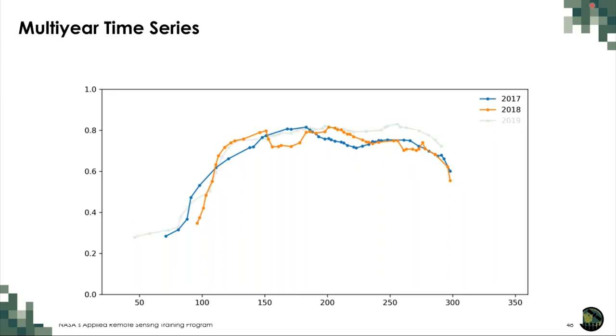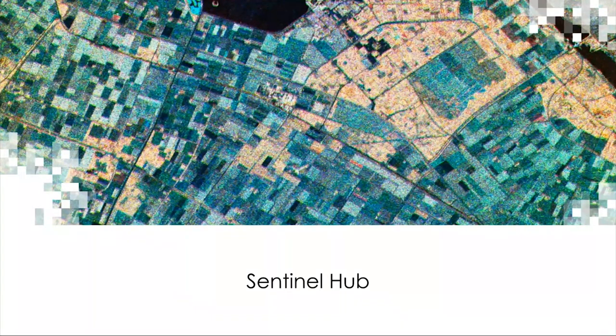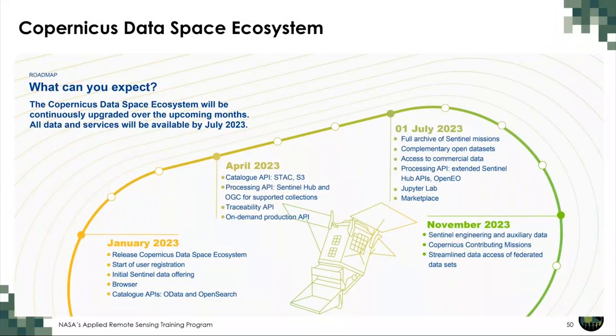in the crops. Okay, so we have now seen how to generate time series, and now we are moving a little bit to the practical part, and we will be discussing the Sentinel Hub. Copernicus data, that's petabytes of data generated every year, has to be put in the hands of users. European Commission is very well aware of that, and that's why they are developing simple tools to use this data.